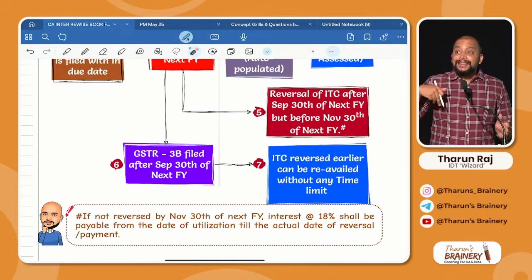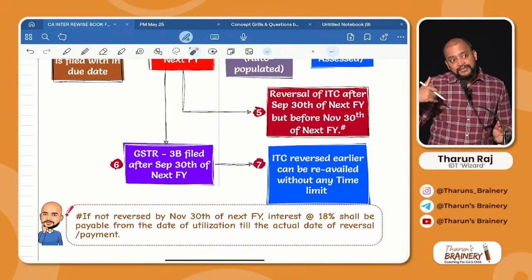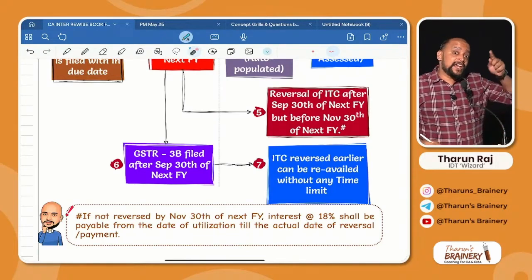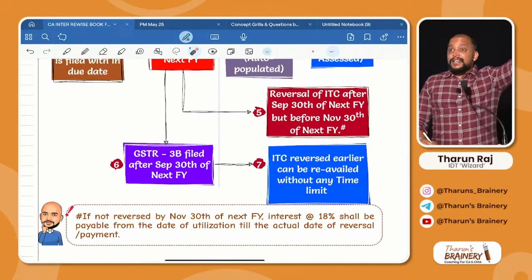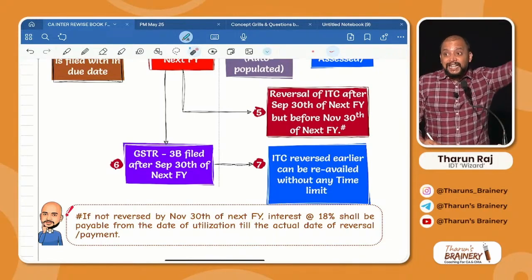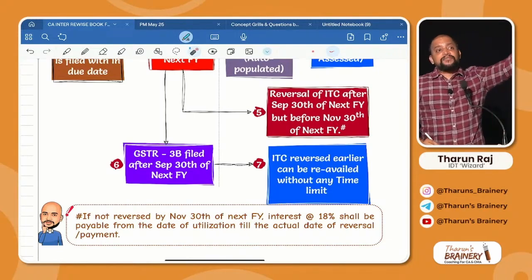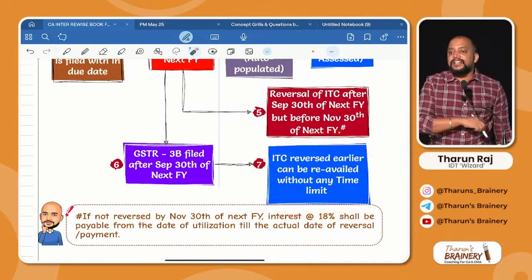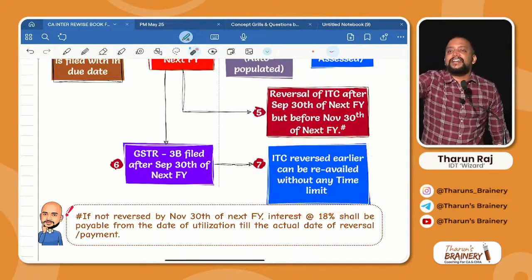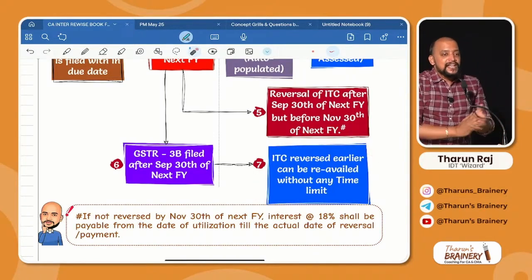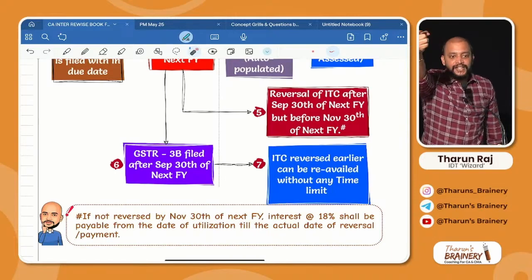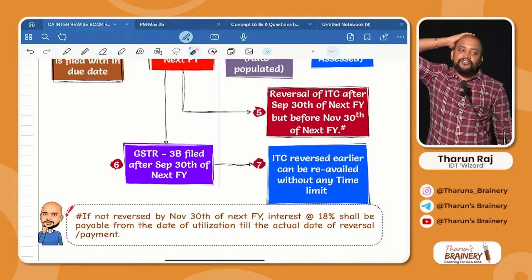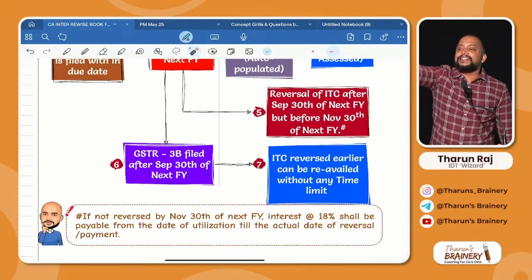Okay. Now, can this reversed ITC be again re-availed? Yes, as and when the supplier files his 3B. Supplier will be filing his 3B at a later point of time. As and when the supplier files his 3B, we can re-avail this ITC, and this re-availed ITC will not come in 2B. Even then we can take. That's what we discussed. See the previous page. Even though not reflected in 2B, we can take, na.